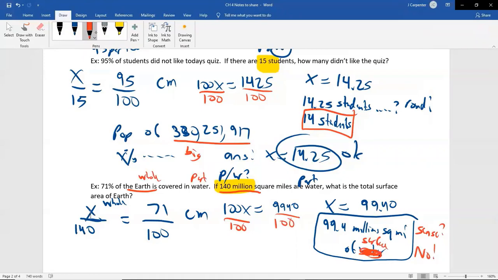The total surface area of Earth should be more than the water, and that's because of what I did wrong in this process. I talked out the parts and wholes correctly. I said that water is the part, this 140 million was the water, and I put it in the bottom. That was my mistake. Again, I was going to make this mistake after doing it right, so we just got to do it first wrong anyways.